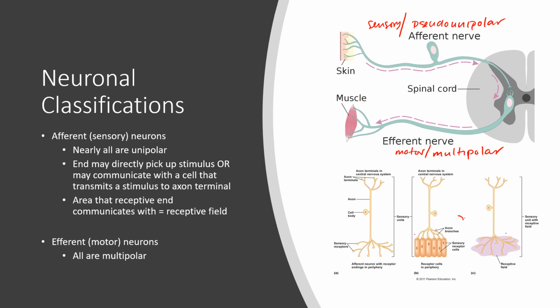This is a unidirectional arrangement. Remember, the receptive field and the receptive end only bring information towards the axon. And when the axon gets stimulated to fire an action potential, that can only fire in one direction. So no matter where the stimulus happens, you're going to have sensory afferent pseudo-unipolar neurons as input, and motor multipolar efferent neurons serving as output.